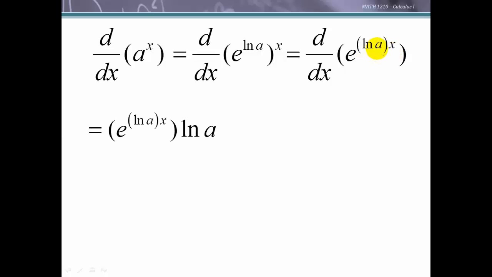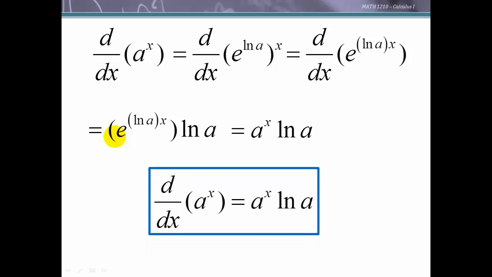So e to the something's derivative is e to the something, and then the derivative of the something, well, this exponent ln a is just a constant, so this is just a constant times x, so its derivative is just ln a. Now we can express this again as e to the ln a, all to the x, and so the e and the ln would cancel, and we are left back with a to the x, and we now have multiplied by ln a. So our derivative of our exponential function is, we knew that it was the exponential function multiplied by some constant, and that constant now we know is the natural log of the base.